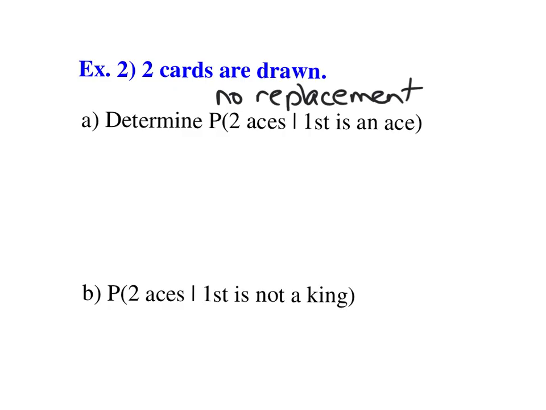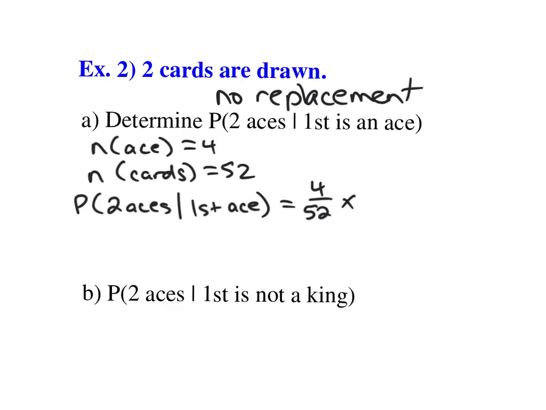First we need to know the number of aces and the total number of cards in a deck. We know that there's 4 aces and 52 cards in the deck. So the probability of drawing a first ace is 4 in 52. Now the second ace, given that the first card was an ace, is down to 3 in 51. So the probability of that happening is 12 in 2,652, which is 0.0045, which is a 0.45% probability.